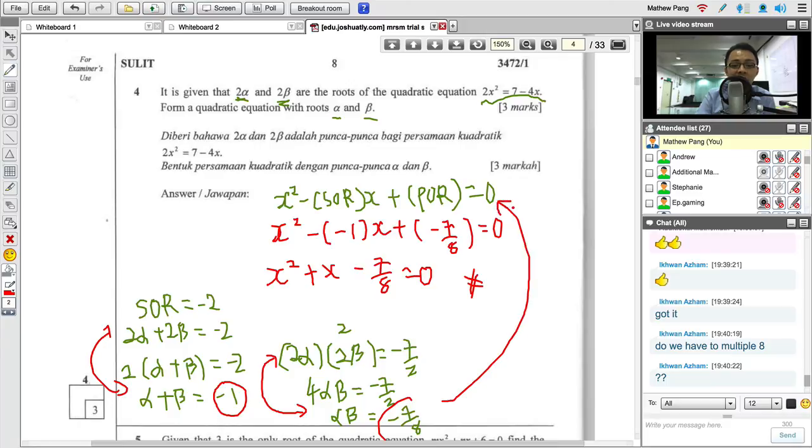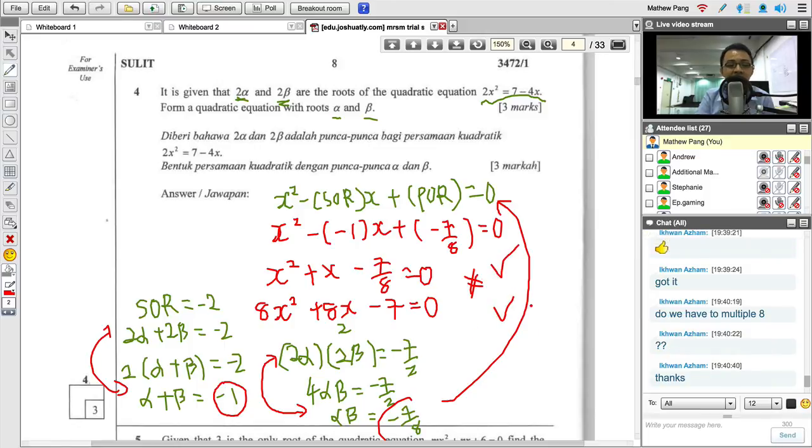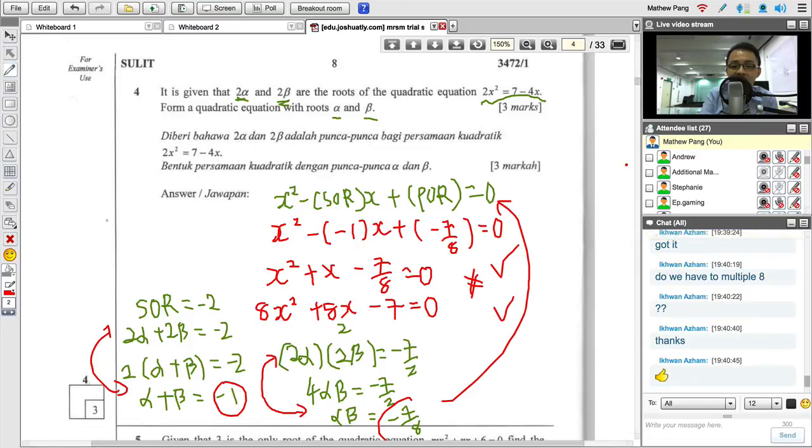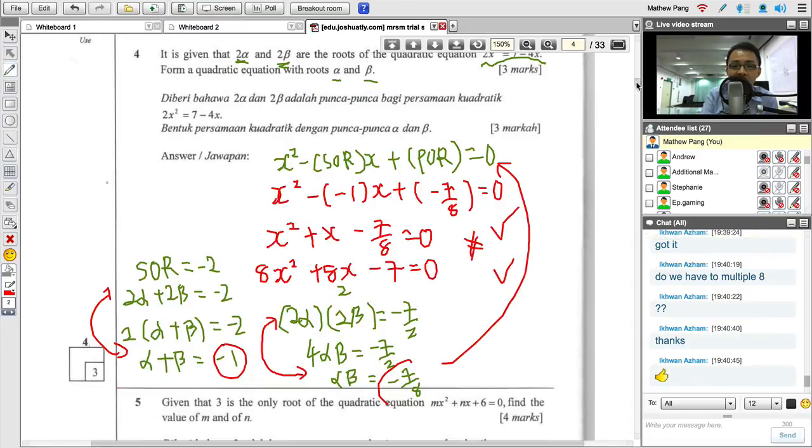Yes, you can leave your answer like this. Or if you want to multiply by 8 for all, you can do that also: x squared plus 8x minus 7 equals 0. Both are the same thing. This one is correct and this one is correct. They won't deduct marks because you never multiplied by 8. Alright, let's just move on to the next one.